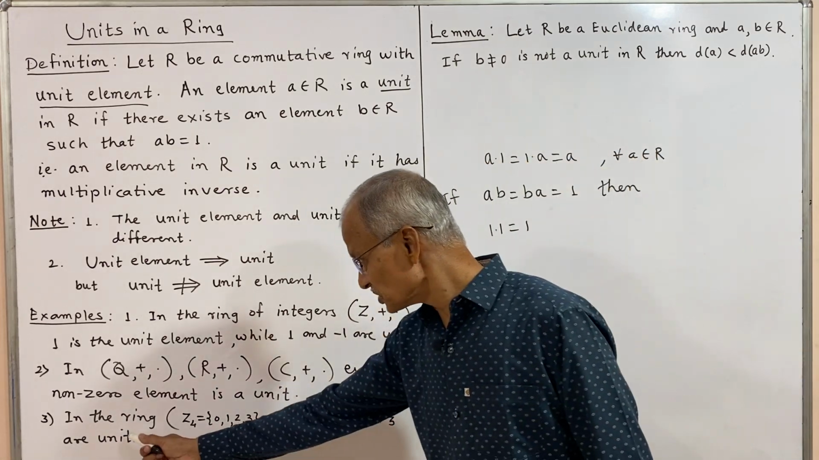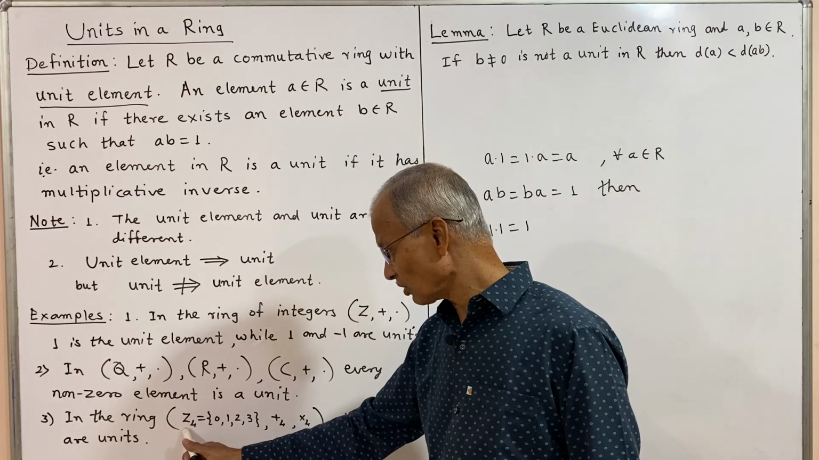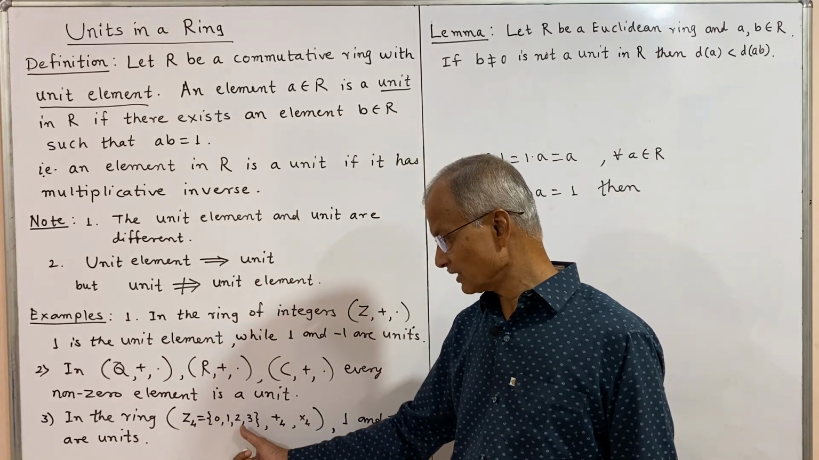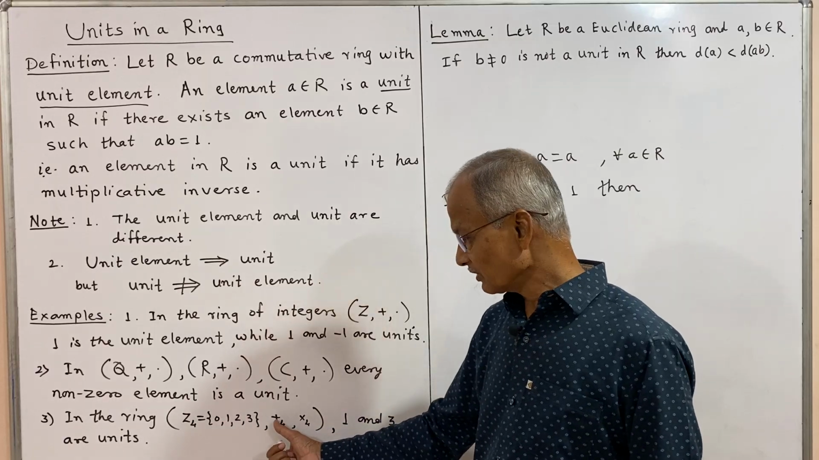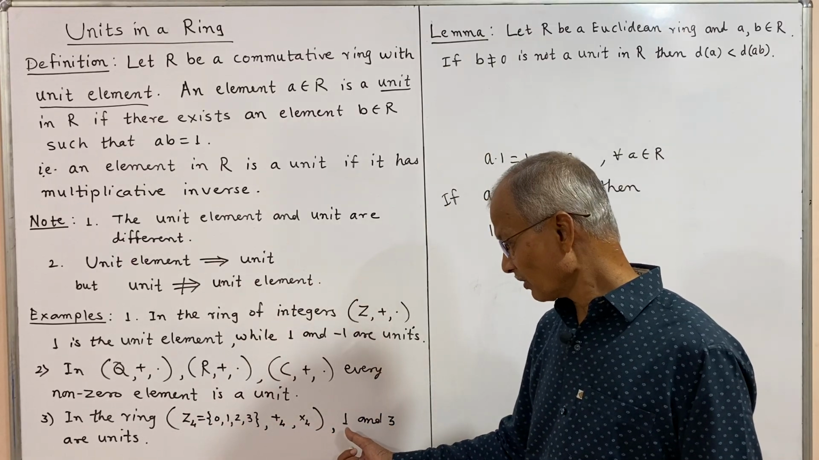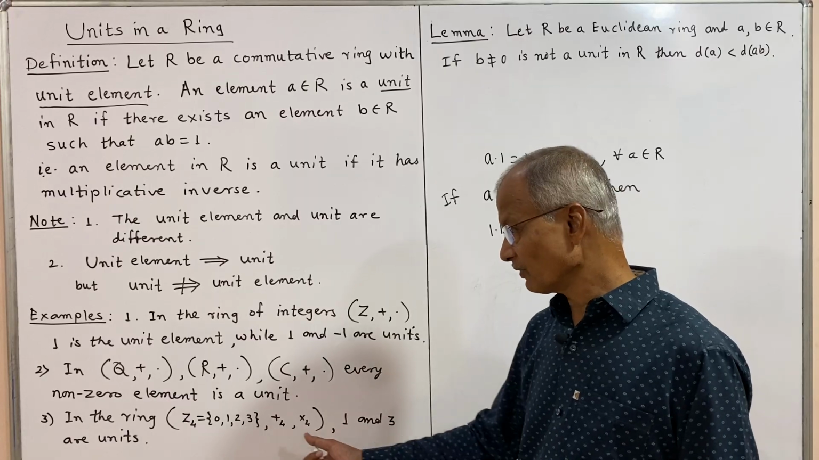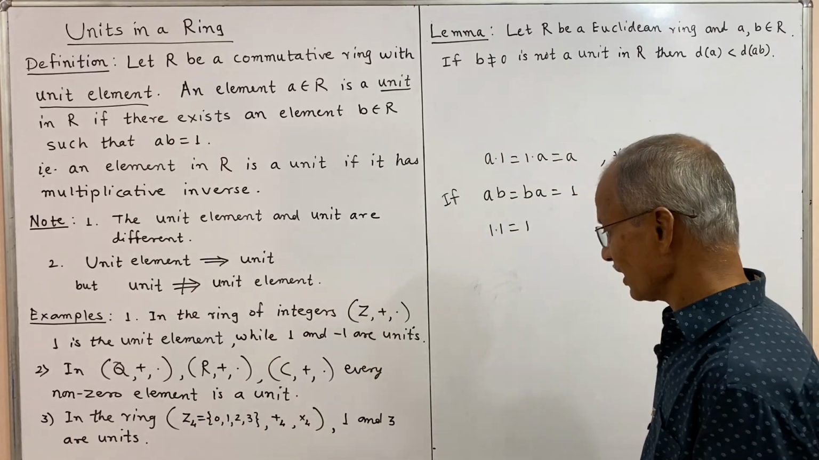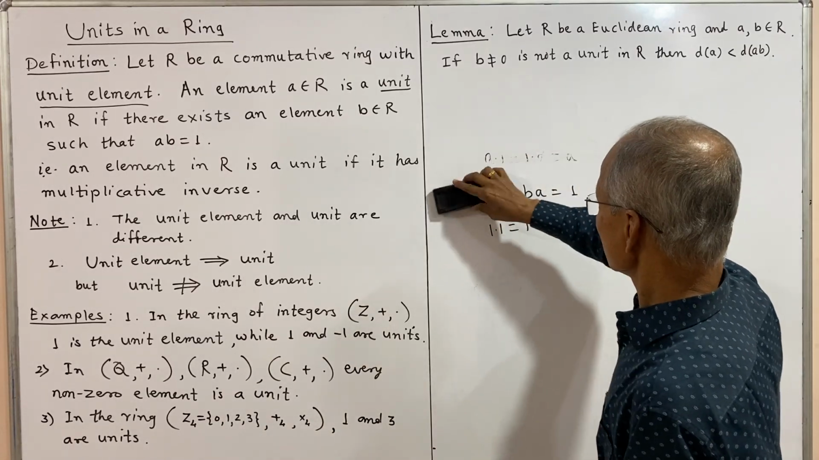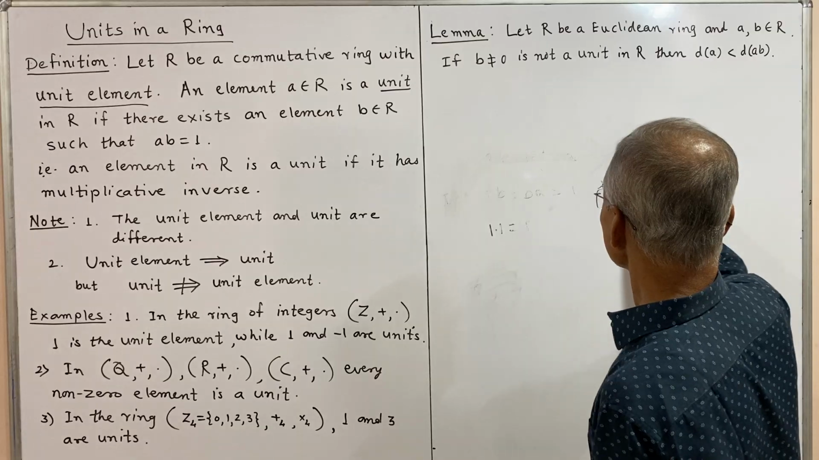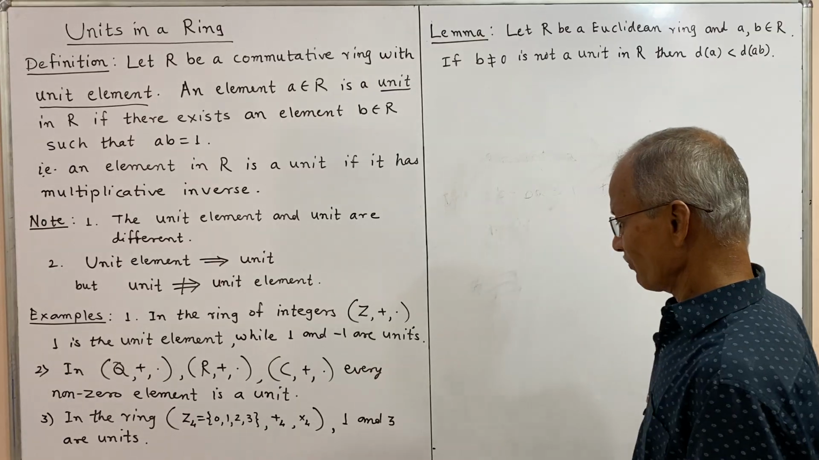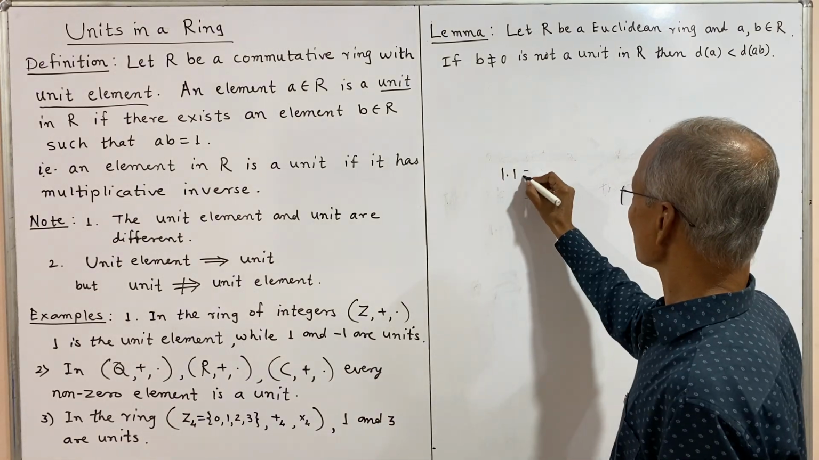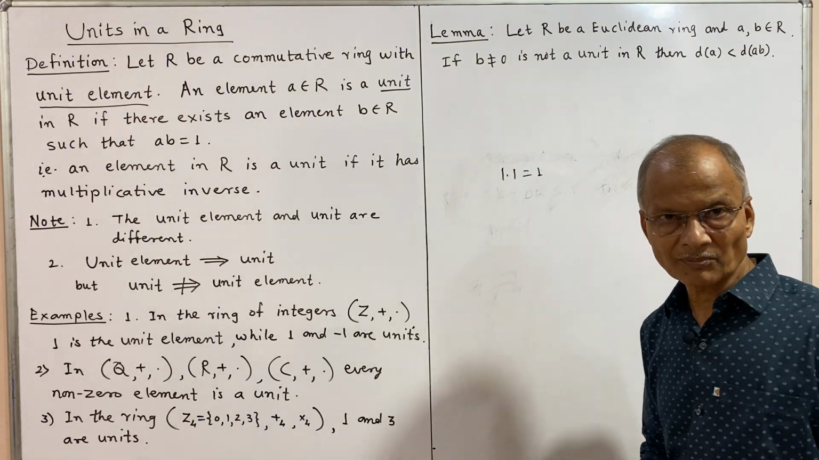And if you consider this finite ring Z4, which contains these 4 elements 0, 1, 2, 3, with addition modulo 4 and multiplication modulo 4, the units are 1 and 3. 1 is the unit element, but 1 and 3 are units, because the multiplicative inverse exists for 1 and 3. For this third example, 1 into 1 is equal to 1, therefore 1 is a unit.